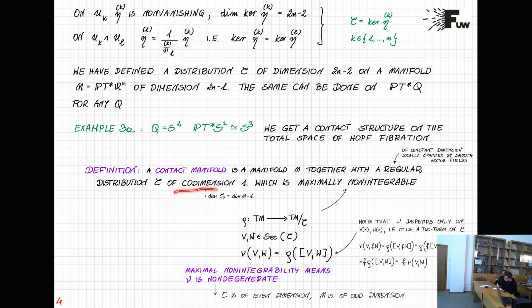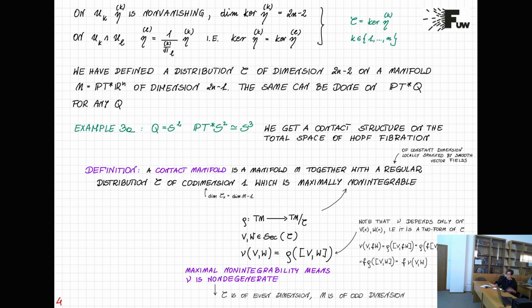The distribution is of codimension 1, which means that it is always one dimension less than the dimension of the manifold. And there is a third feature that was not very visible in the examples, which is maximal non-integrability. We have only pointed out that the Cartan distribution in the first case is not integrable, but we didn't discuss it further, so we will discuss it now. Especially we have to define what it means to be maximally non-integrable.